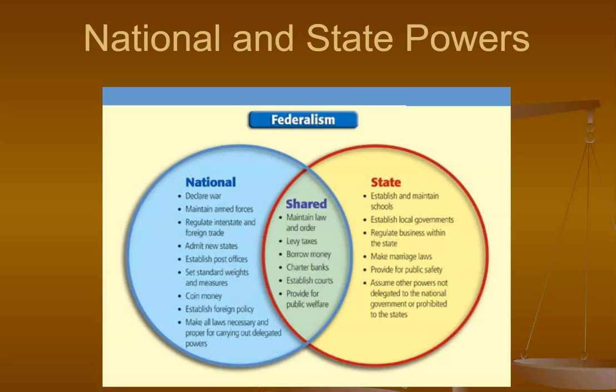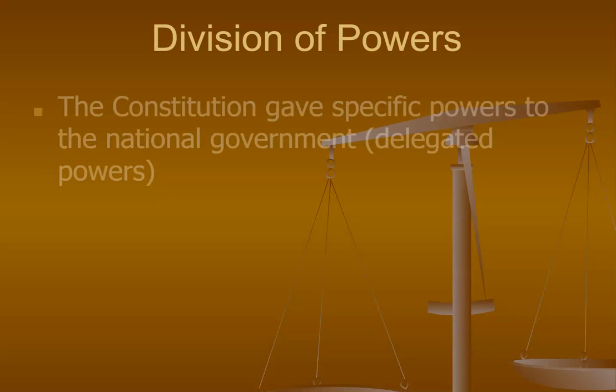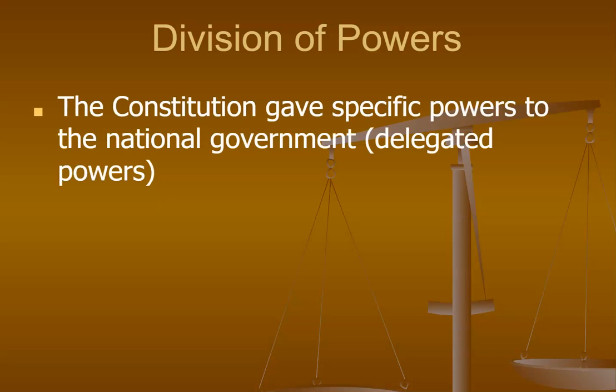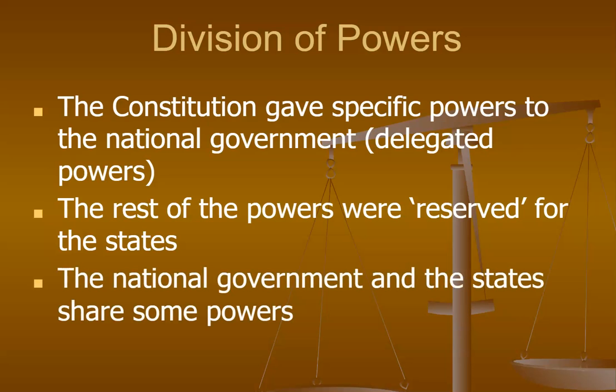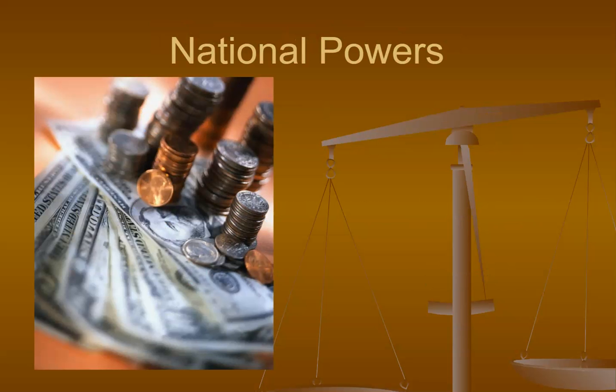Today we begin our study of federalism, and we start with national and state powers. Now, the Constitution gave specific powers to the national government. Those are delegated powers, meaning that the states and the people had delegated those powers to the national government. The rest of the powers were reserved or kept for the states. The national government and the states also share some powers.